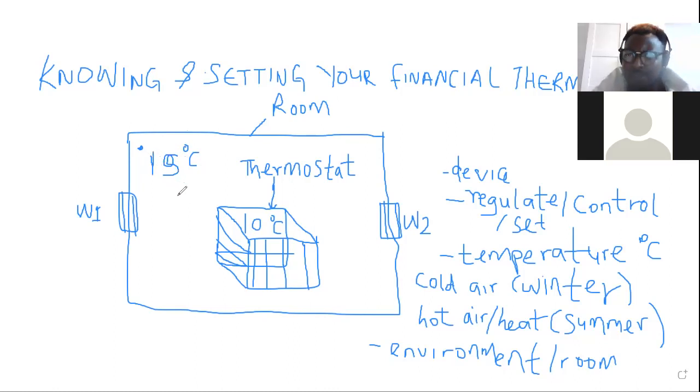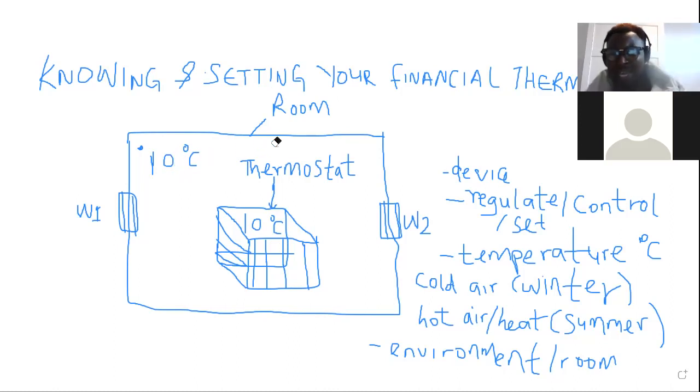Now, after a while, probably like 1 hour, remember, the windows are still open, okay? And hot air is still coming in. The thermostat is going to fight, all right? It's going to fight and bring the temperature in the room back to 10 degrees Celsius. So it's going to come back to 10 degrees Celsius.